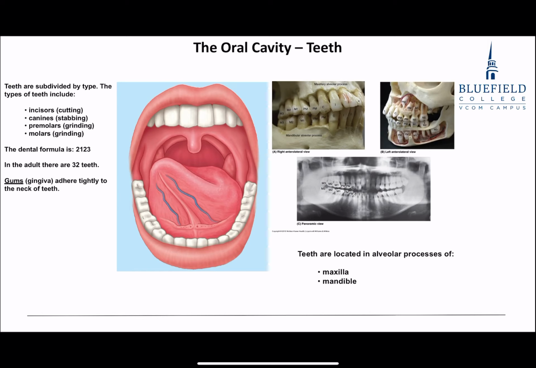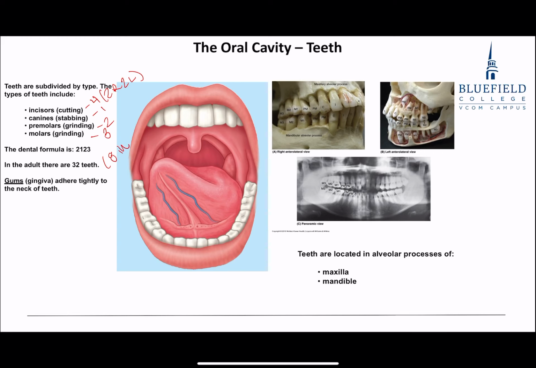So here are the incisors. We have 4 incisors, but 2 on the right and 2 on the left. We have 1 canine on each side, 2 premolars, and 3 molars. So we say the dental formula for an adult is 2, 1, 2, 3. That's all that is. So we have 8 teeth in each quadrant, so 32 teeth total.